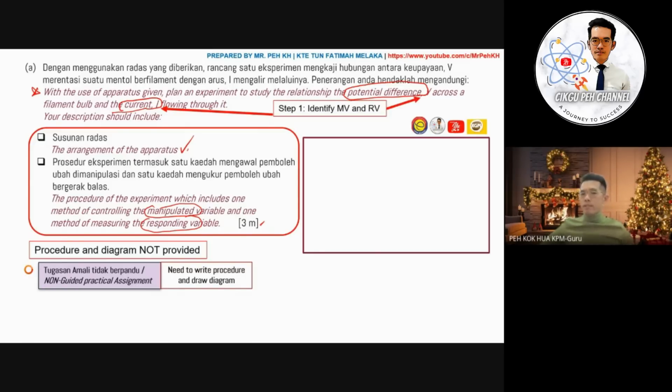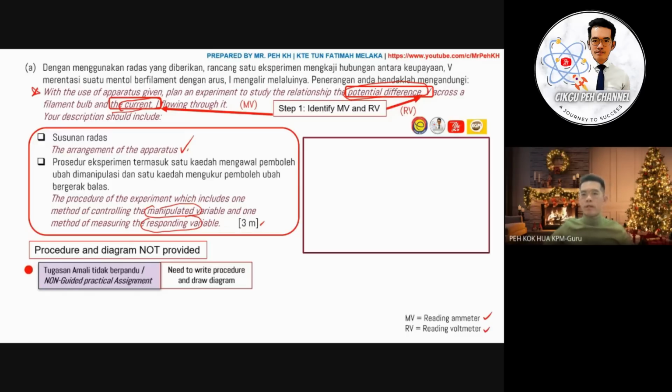Okay, so if we are already very clear about the experiment, you must already know the MV here will be current, which you are going to measure by ammeter, and the potential difference will be measured by using the voltmeter. So you have already identified your MV and RV by the aim of the experiment provided in the question here. Which is, MV is current, RV will be potential difference. Just now I also emphasized already, the MV, which is current, will be measured by using ammeter, and then the RV will be voltmeter.